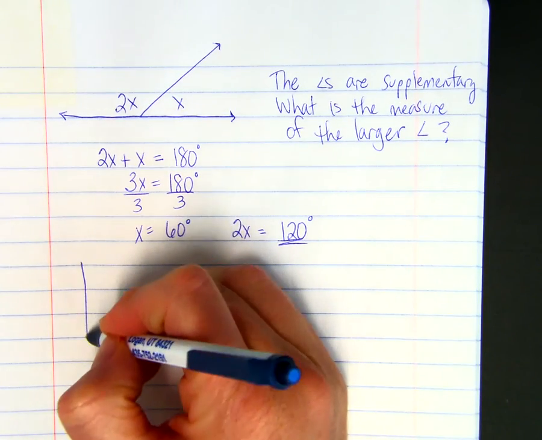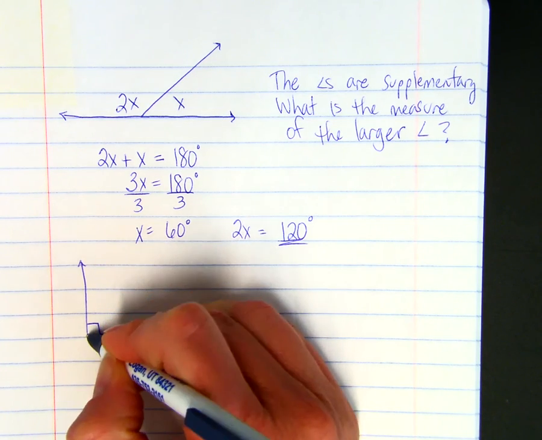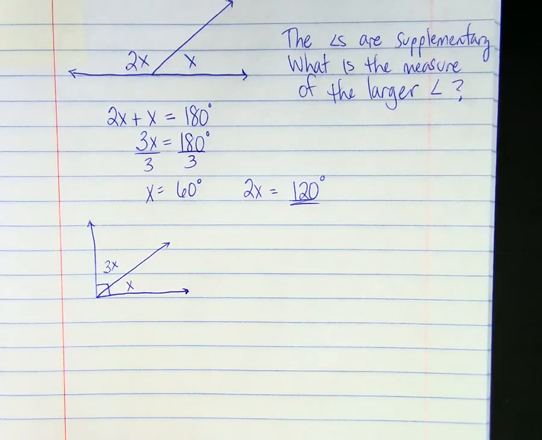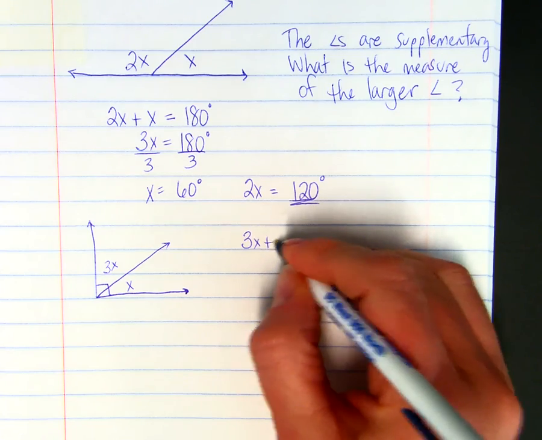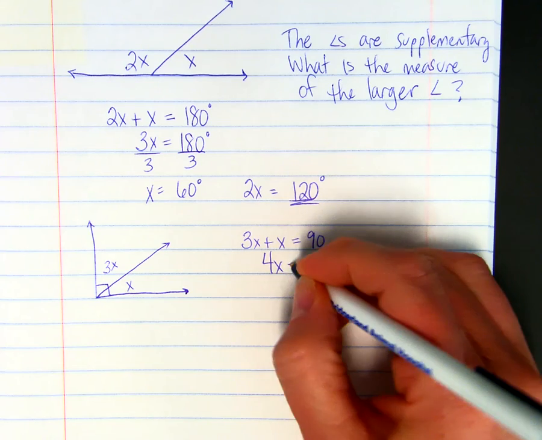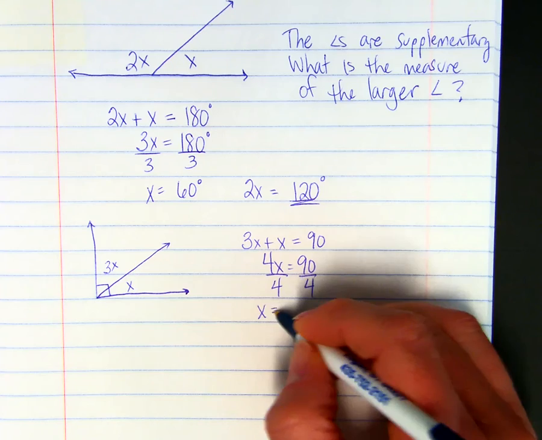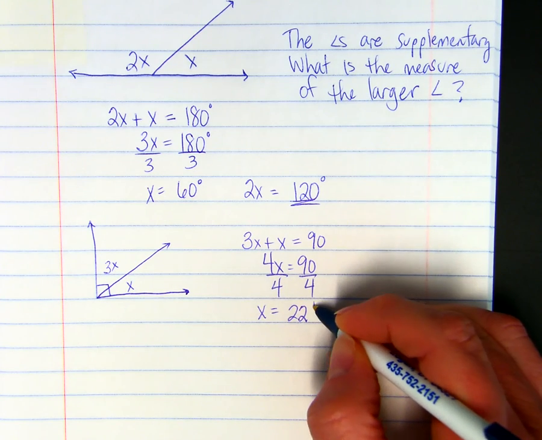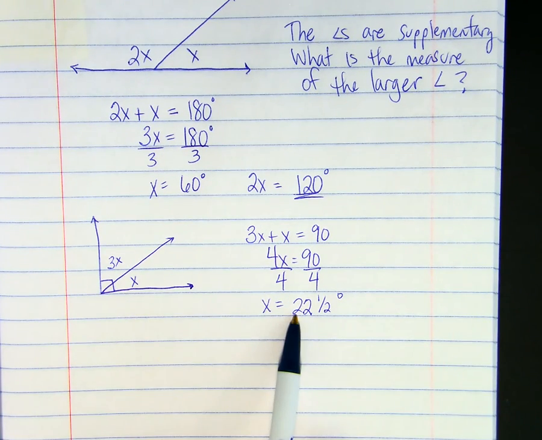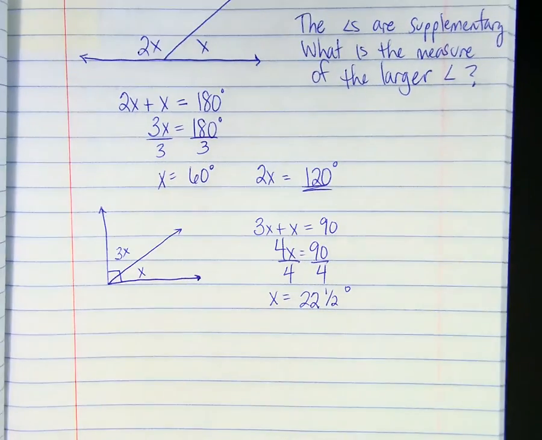Now we could do one with the complementary here. It draws the right angle, and we have x and 3x. So if we add 3x plus x, we know it's going to equal 90 degrees. So the whole thing together, 4x equals 90. Divide 90 by 4, and we get x equals 22.5 degrees. So if we wanted to find 3x, we would times that by 3, or if we just wanted x, we could leave it like that. That's the end of the lesson.